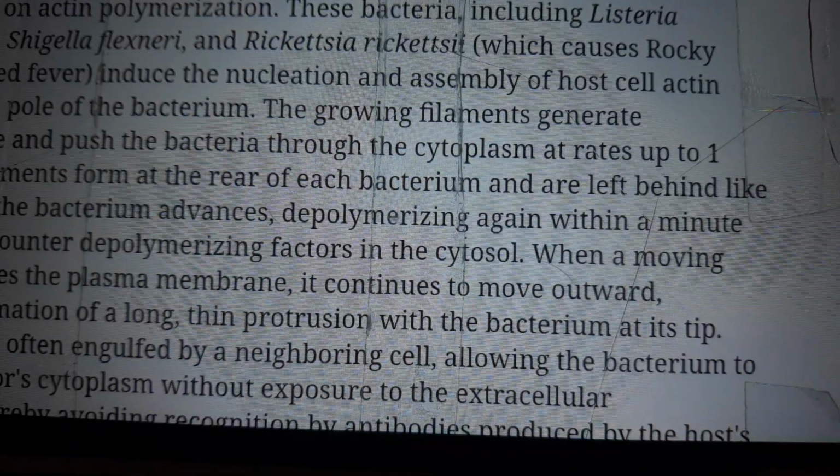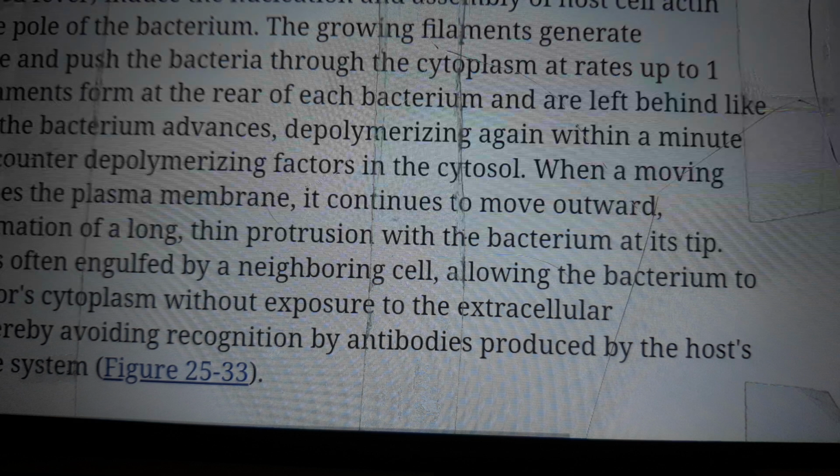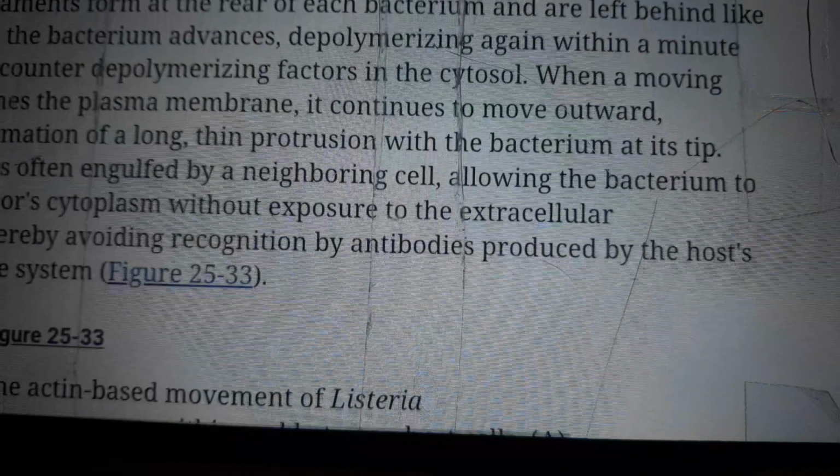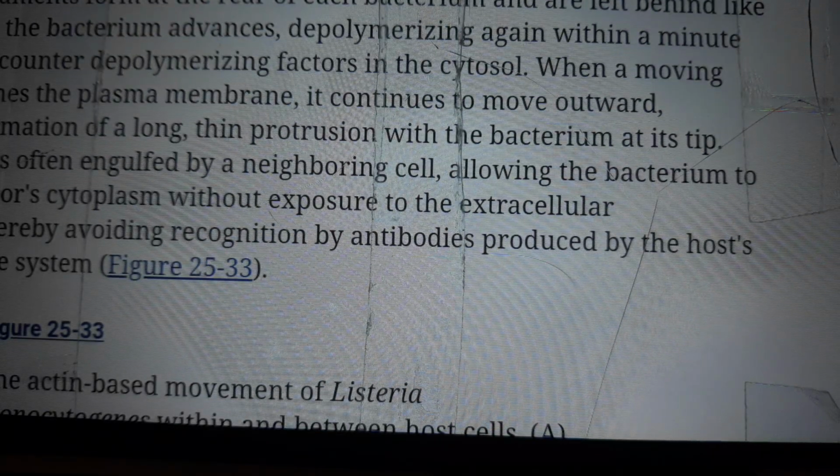Several bacteria that replicate in the host cell cytosol rather than in membrane-enclosed compartments have adopted a remarkable mechanism for moving, which depends on actin polymerization. These bacteria include Listeria monocytogenes, Shigella flexneri, and Rickettsia rickettsii, which causes Rocky Mountain spotted fever, and they induce the nucleation and assembly of host cell actin filaments at one pole of the bacterium. The growing filaments generate substantial force and push the bacteria through the cytoplasm at rates up to 1 micrometer per second.